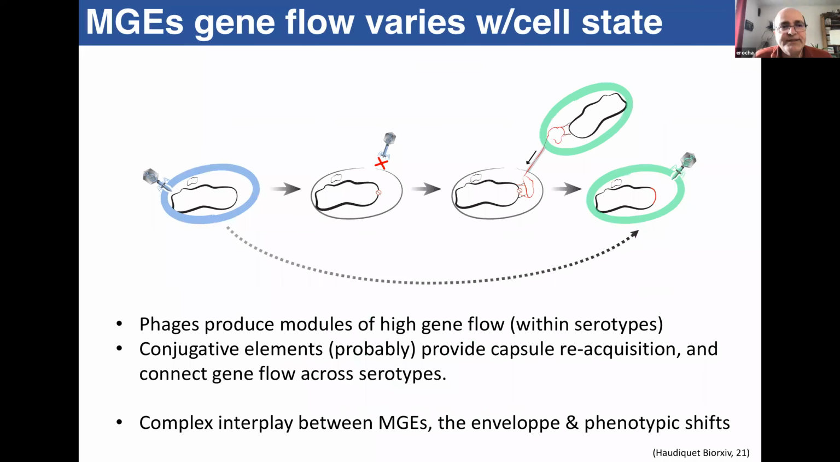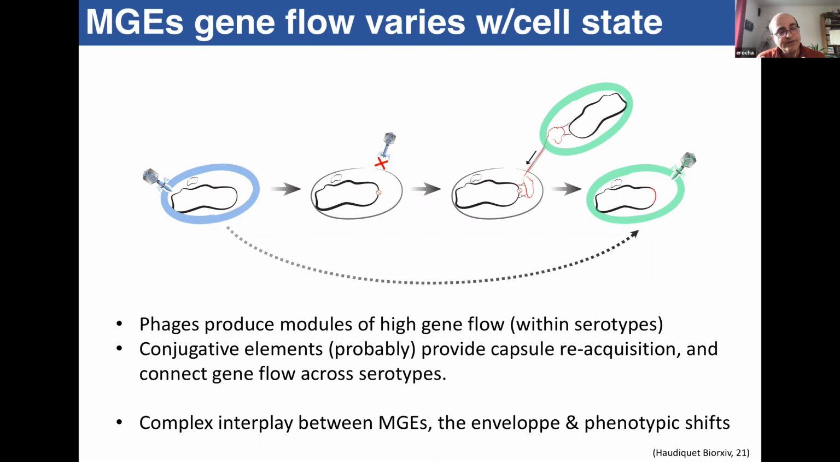So our view of the world now is here. You have bacteria with a given serotype, a given type of capsule. And within the serotype, there's lots of gene flow by phages, which produce within the species models of high gene flow within serotypes and low gene flow between serotypes. And then you have the conjugative elements that seem to cut across serotypes and therefore be probably much better at linking gene flow between different models of serotypes within the species, and may lead eventually to the capsule reacquisition by homologous recombination.